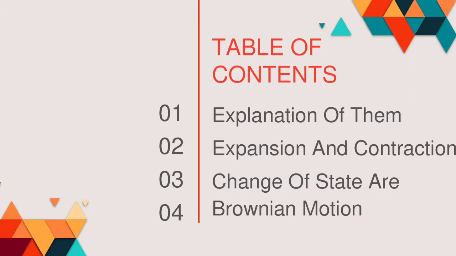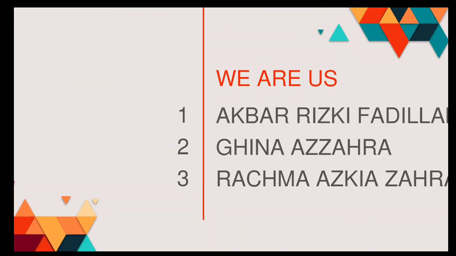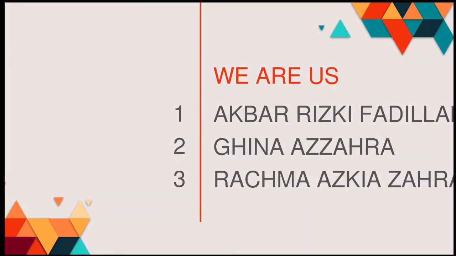Table of contents. Number 1, explanation of them. Number 2, expansion and contraction. Number 3, change of state. Number 4, Brownian motion. We are Group 2: 1, Akbar, Rizki, Fadillah. 2, Ghina Az-Zahra. 3, Rachma, Azkia, Zahra.